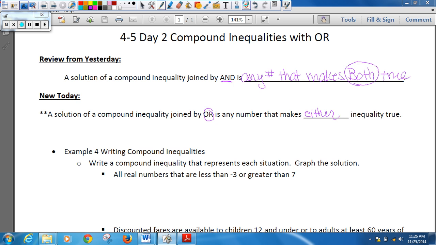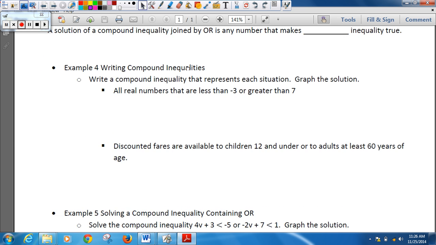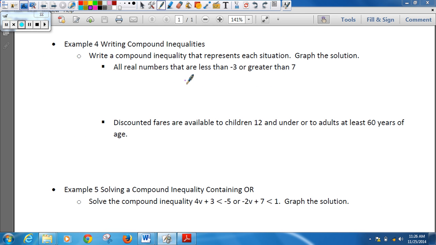So example number 4 here says writing compound inequalities. It says write a compound inequality that represents each situation, graph the situation. So I'm going to start it the same way I did yesterday, all real numbers, and I have -3 and I have 7. It says are less than -3, so n is less than -3. And then it says is greater than 7. So n is greater than 7.